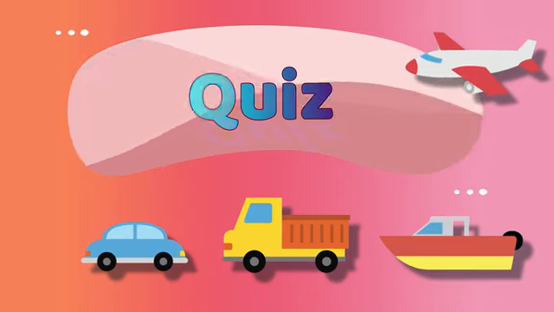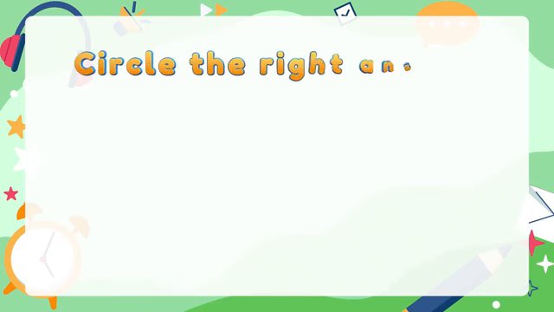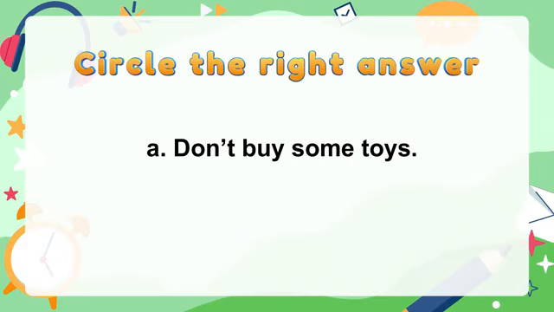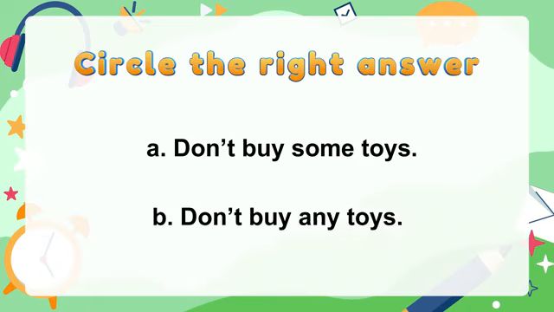Quiz. Circle the correct sentence. A. Don't buy some toys. B. Don't buy any toys. This is a negative sentence, so we use any. The answer is B. Don't buy any toys.